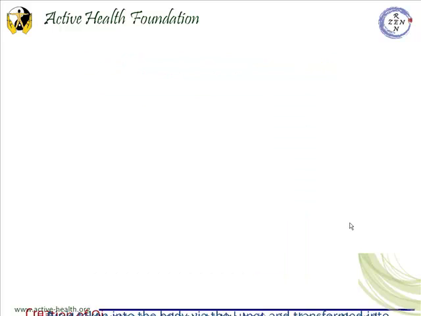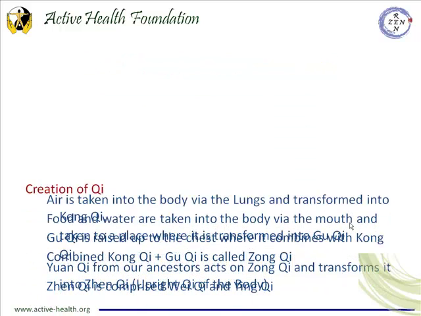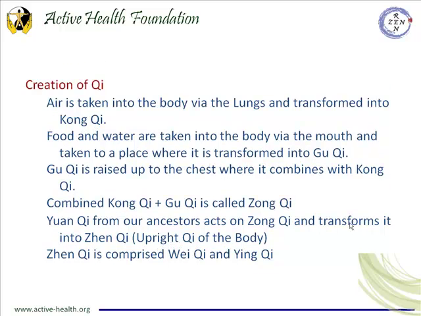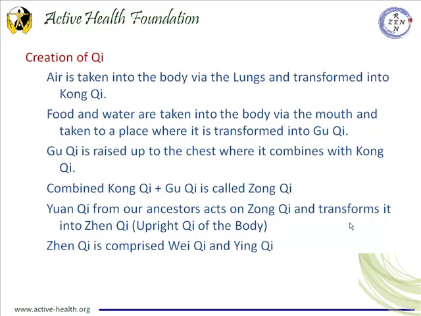If we take a look at the creation of qi, we can see that air is taken into the body via the lungs, and this is transformed into what we will now know as Kong qi. Food and water are taken into the body via the mouth and taken to a place where it is transformed into Gu qi. Gu qi is raised up to the chest where it combines with Kong qi, and this combination of Kong qi and Gu qi is called Zong qi.